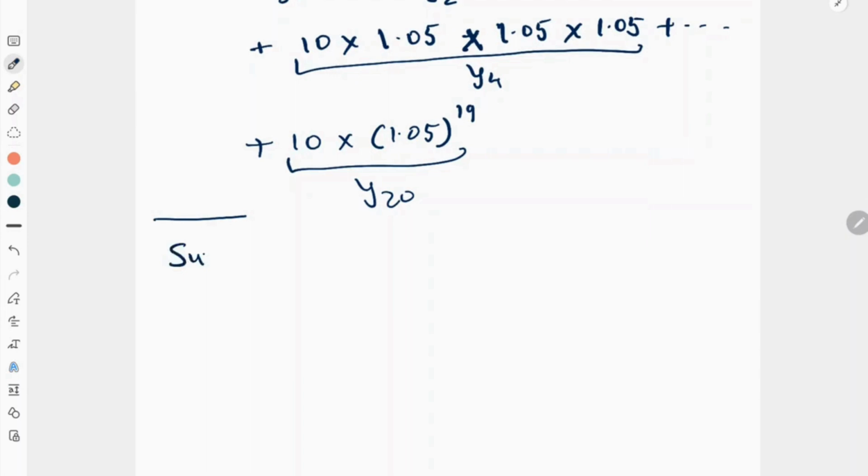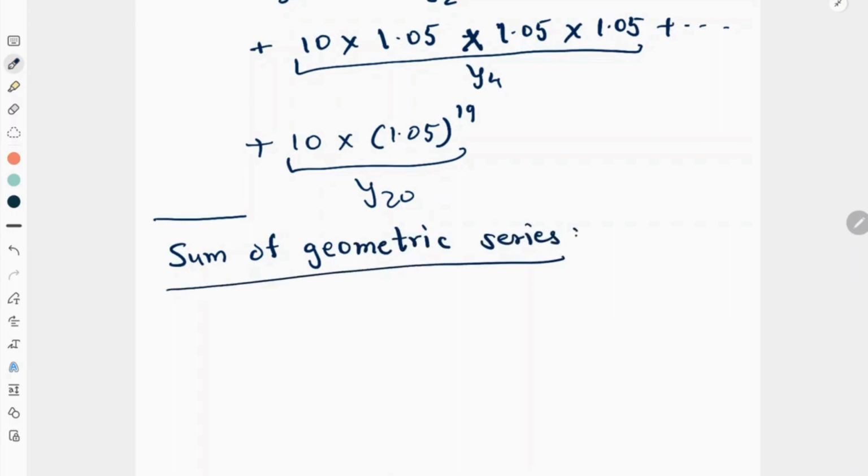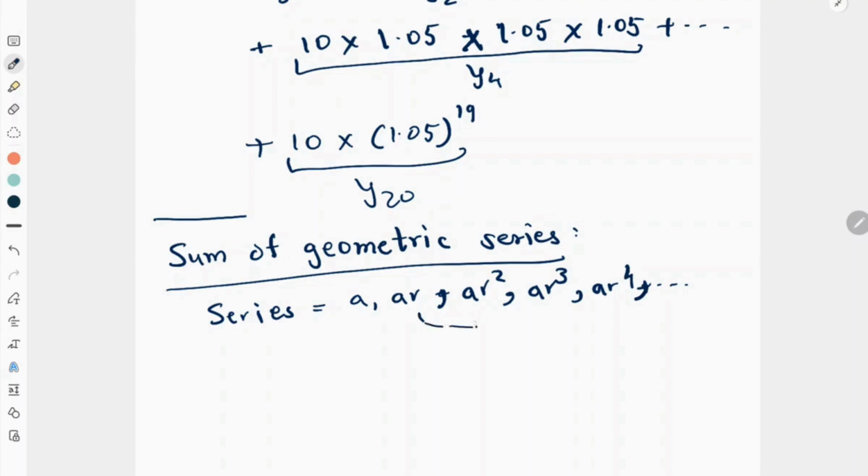So let's find the sum of a geometric series. Suppose we are given this series. A series is just a sequence of numbers. Let's say a, ar, ar squared, ar cubed, ar to the power 4, and so on. Why am I writing plus here? It's just a comma. So this r is called the common ratio, and a is just a constant. a is the first term.